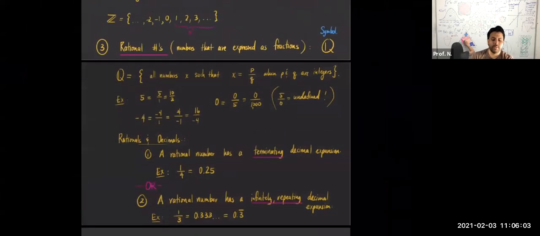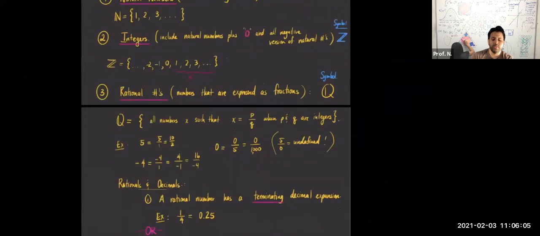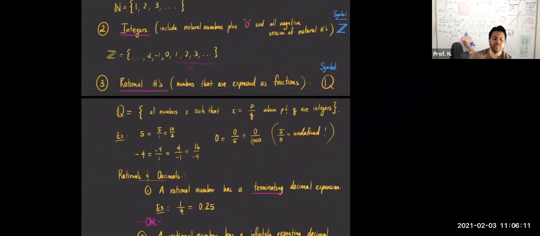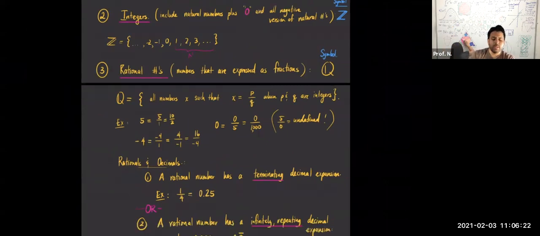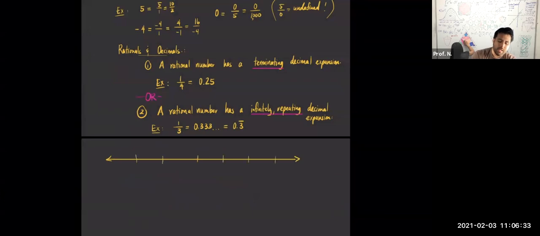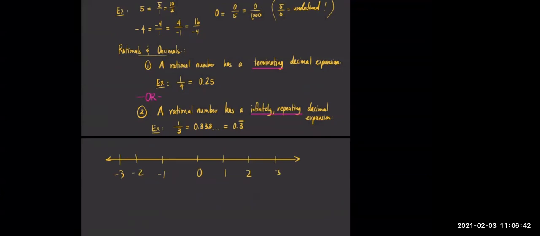Okay, so we talked about natural numbers, integers, and rational numbers. Do you see that the rational numbers include all of the integers? The integers include all the natural numbers. The rational numbers include all of the integers. Now you can write this on a number line. This number line will be very useful. So we have 0, 1, 2, 3. We have -1, -2, -3, and this goes on forever.